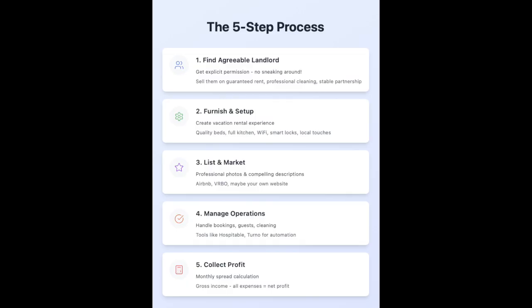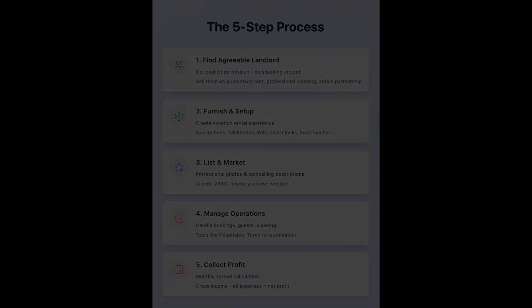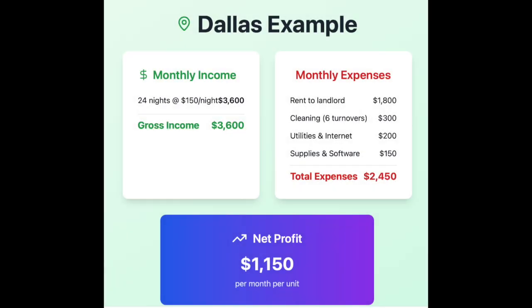Okay, let's make this concrete. The source gives a specific example, right? A hypothetical place in Dallas. Helps to see the numbers. Right, they do. So in their example, they assume a 2-bedroom apartment where the monthly rent you pay the landlord is $1,800. Okay, $1,800 rent. And they project income based on 24 nights booked? At $150 a night? Yeah, they call it a conservative estimate. So 24 times $150 gives you $3,600 in gross income from Airbnb for the month.